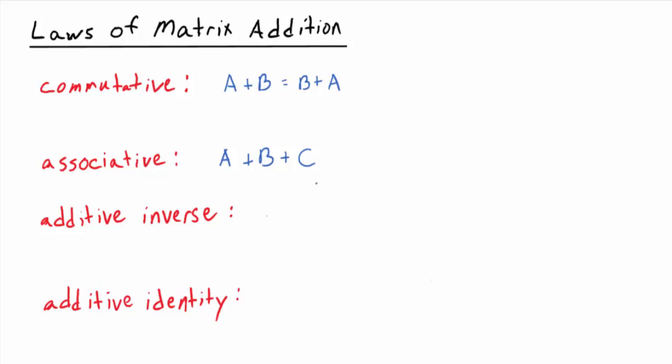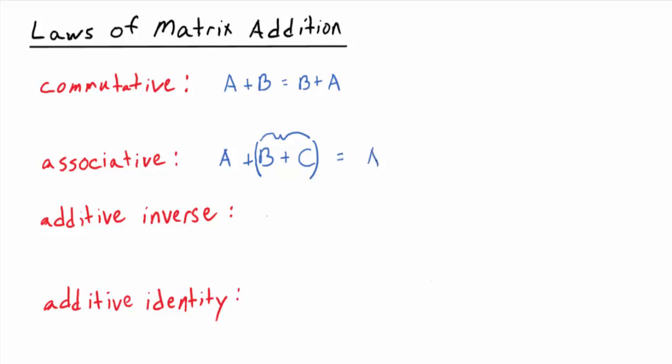Well, what associativity tells us is you could take B plus C, so get an actual matrix for this, a single matrix, and then add A to whatever that is. And you guys are familiar with the parentheses: do B plus C first, then add A. Well, associativity tells us that doesn't matter.